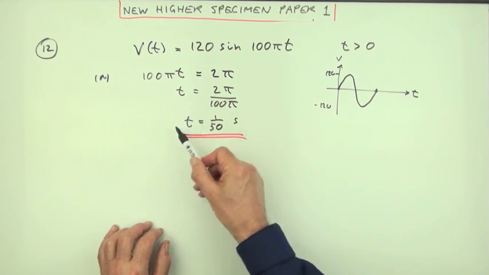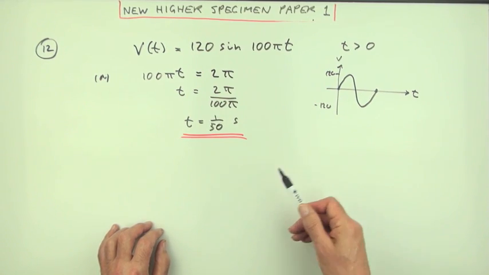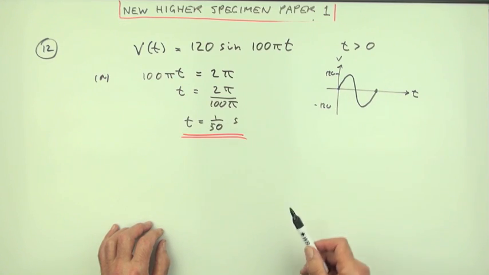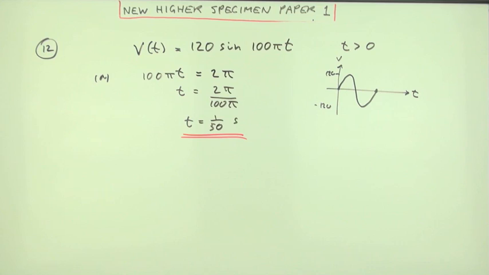And of course, if you did physics, you would recognise that's the correct answer, because you know that the frequency for a domestic alternating current is 50 Hertz, which is what that is.